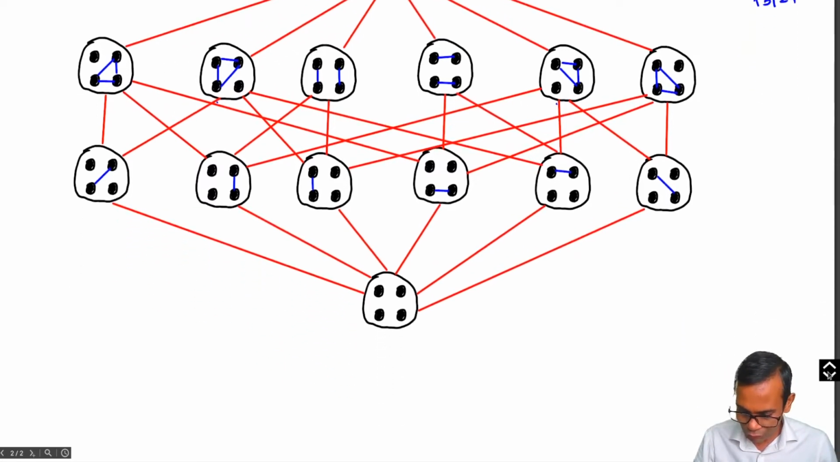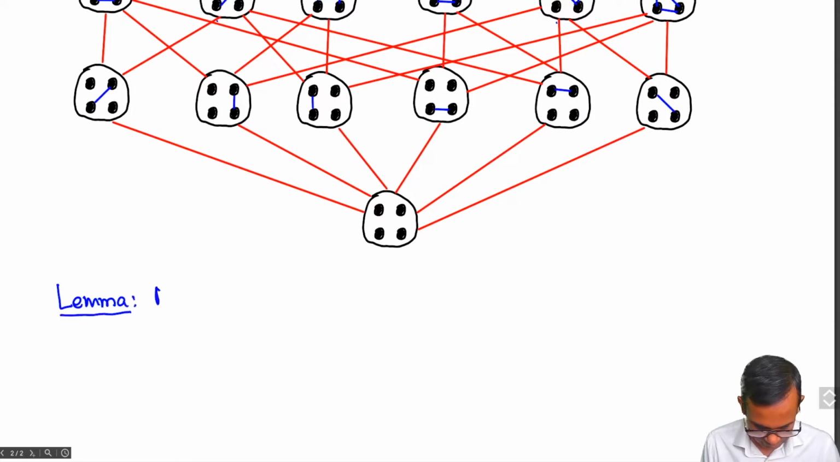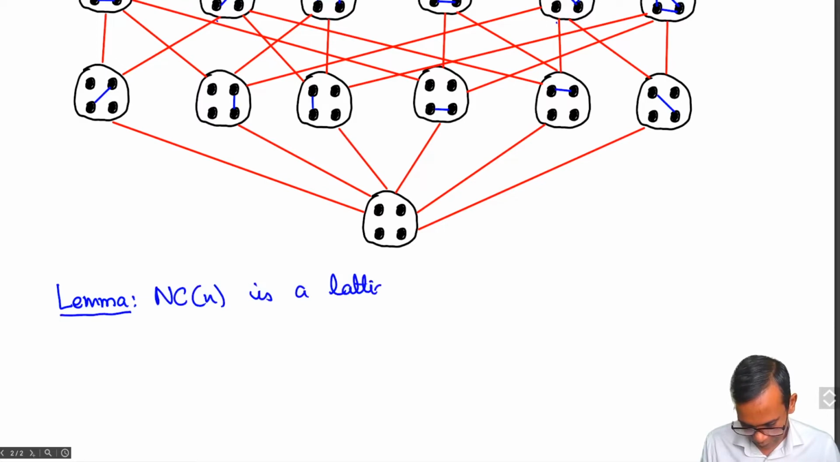Now, the first thing I want to show about non-crossing partitions is that they form a lattice. Now, we've seen that if a poset is a meet semi-lattice, that is, any two elements have a greatest lower bound, and it is finite, and it has a greatest element, then it is a lattice. Of course, NC n has a greatest element. The partition where all the elements are in one block is clearly non-crossing. And so we only have to show that it is a meet semi-lattice.